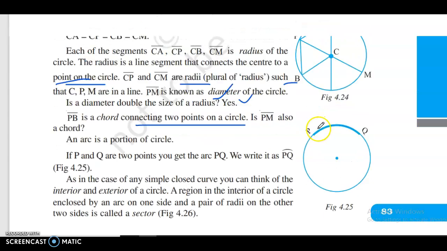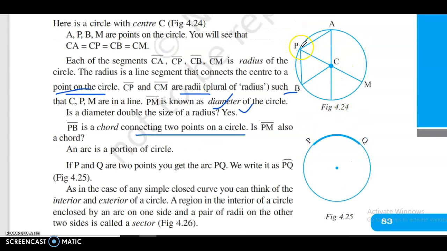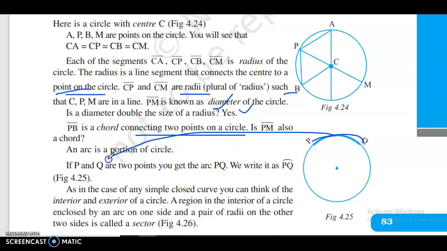If P and Q are two points in figure 4.25, you get the arc PQ. We write it as arc PQ. An arc is a portion of a circle.